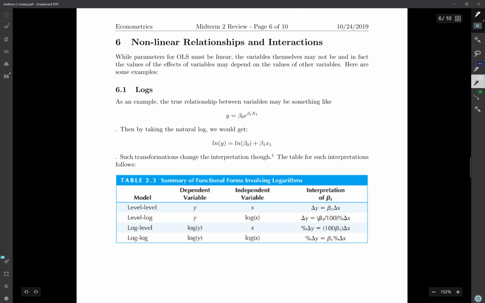Okay, so we also talked about nonlinear relationships. So why would we do this? Maybe the real relationship isn't linear.